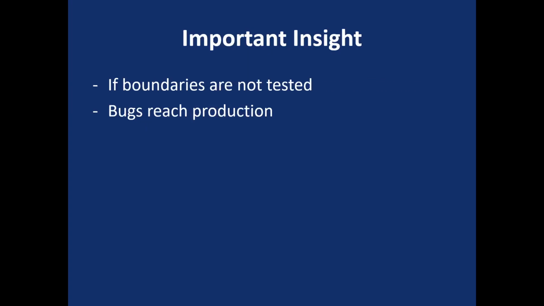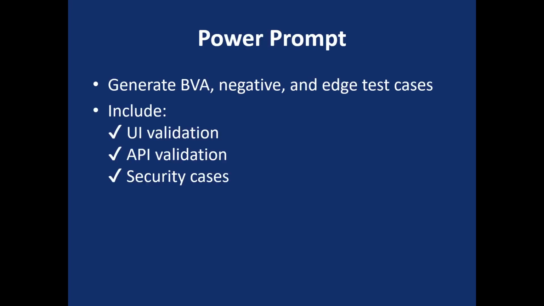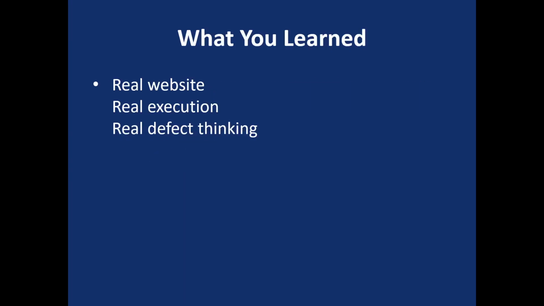If you don't test boundaries, bugs will actually go to production. So you can give this powerful prompt: generate boundary value analysis, negative and edge test cases for checkout form fields with postal code and name, including UI validation, API validation, and security edge cases. This is basically gold for you all. Today we learned real website, real execution, real defect finding. This is what companies expect.